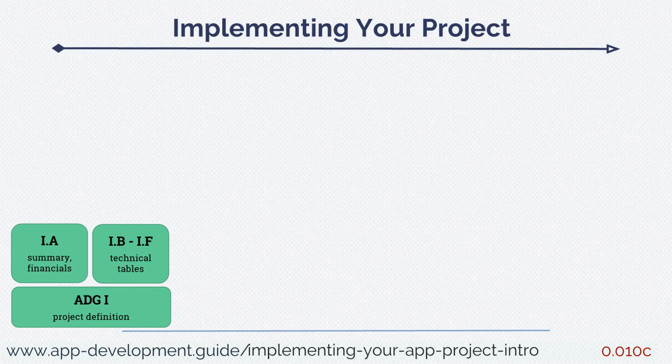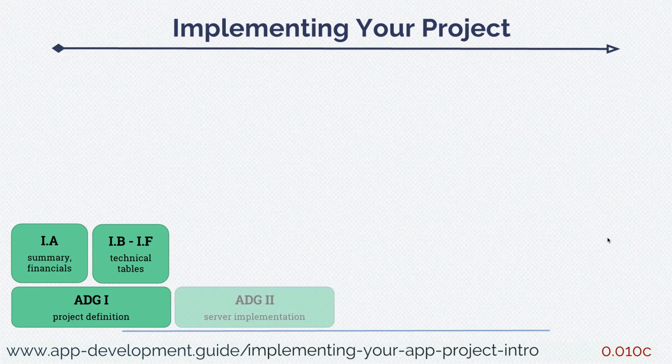Sections 1b through 1f of the first part of the app development guide contain technical tables, and they guide you in very much detail through the app development process. Essentially, you fill in these tables and then use them in the subsequent parts of the app development guide to configure the Drupal backend and later the app client.